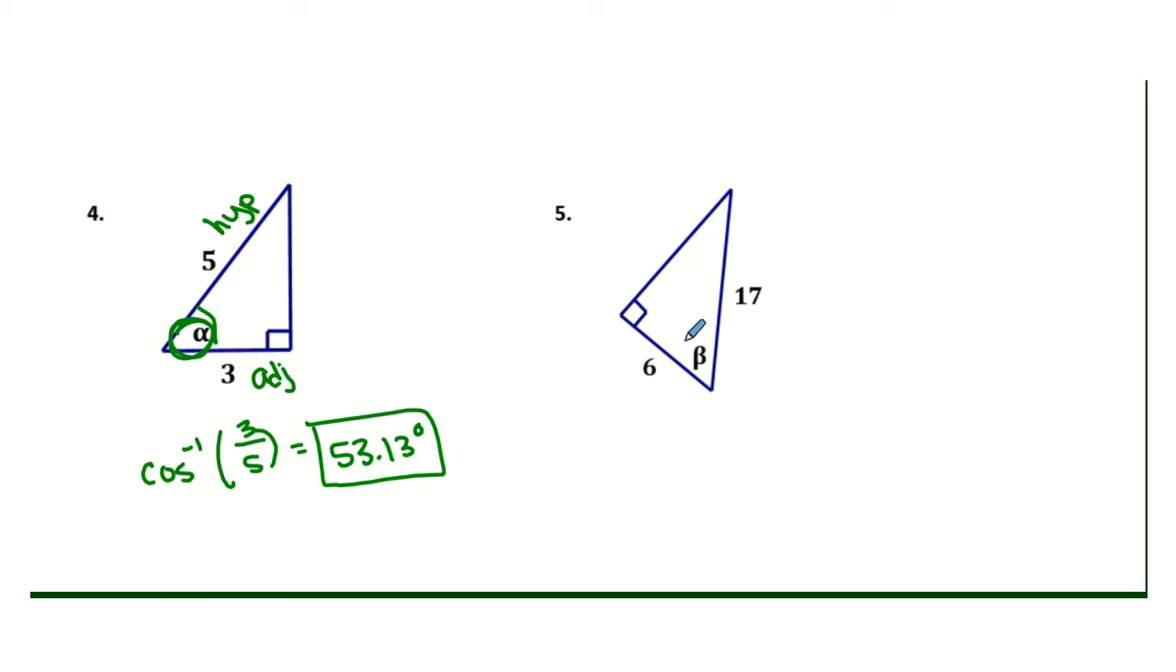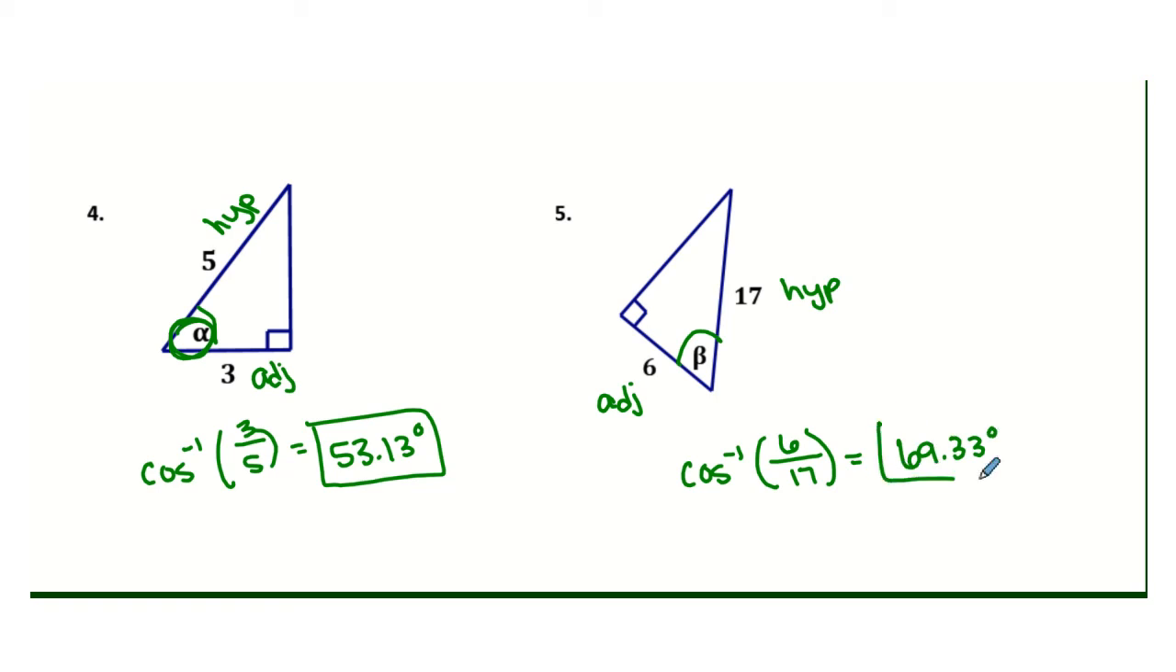On number 5, here's my angle beta. Adjacent to beta is 6, and then 17 is opposite the right angle, so that is the hypotenuse. So adjacent and hypotenuse, well, I'm going to use cosine again. Because I'm finding an angle measure, I have to use the inverse. So the inverse of cosine of 6 over 17. And when you plug this into your calculator, you get 69.33 degrees.